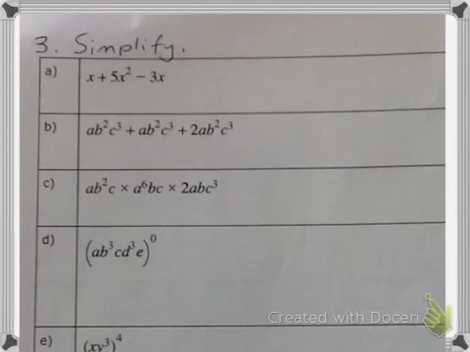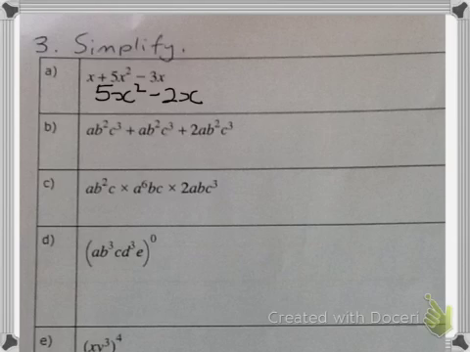So to simplify this first one, first of all I'm going to gather together the like terms. So I've got an x minus 3x, so I'm just going to keep the 5x squared there, 5x squared. If we've got 1x minus 3x, we've got minus 2x.